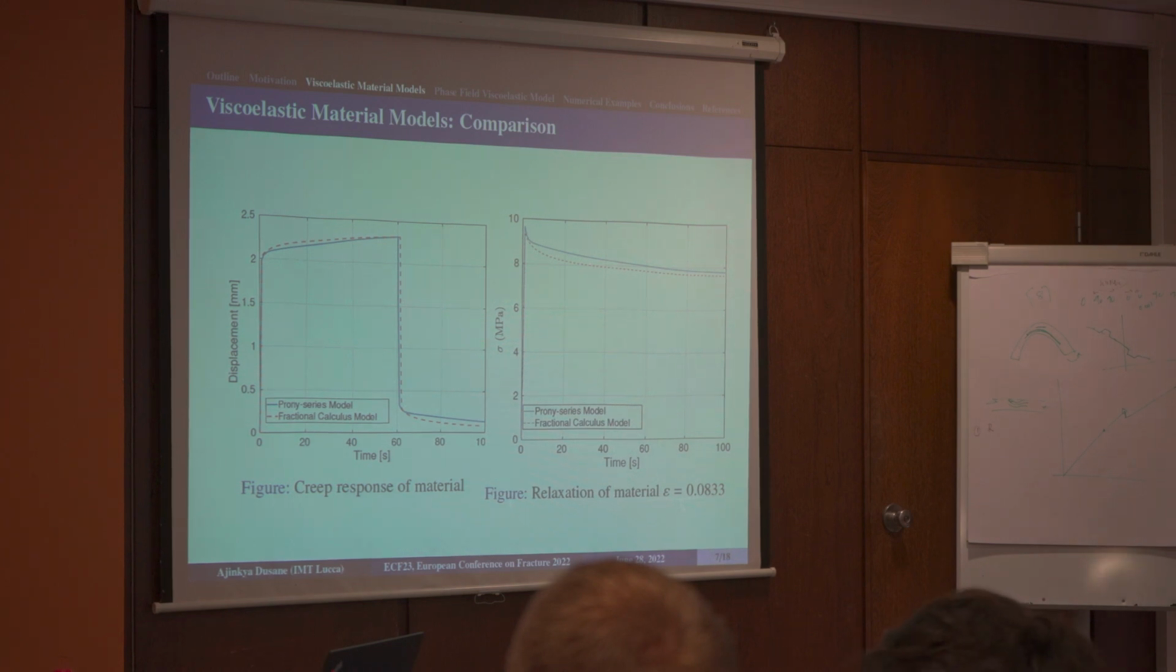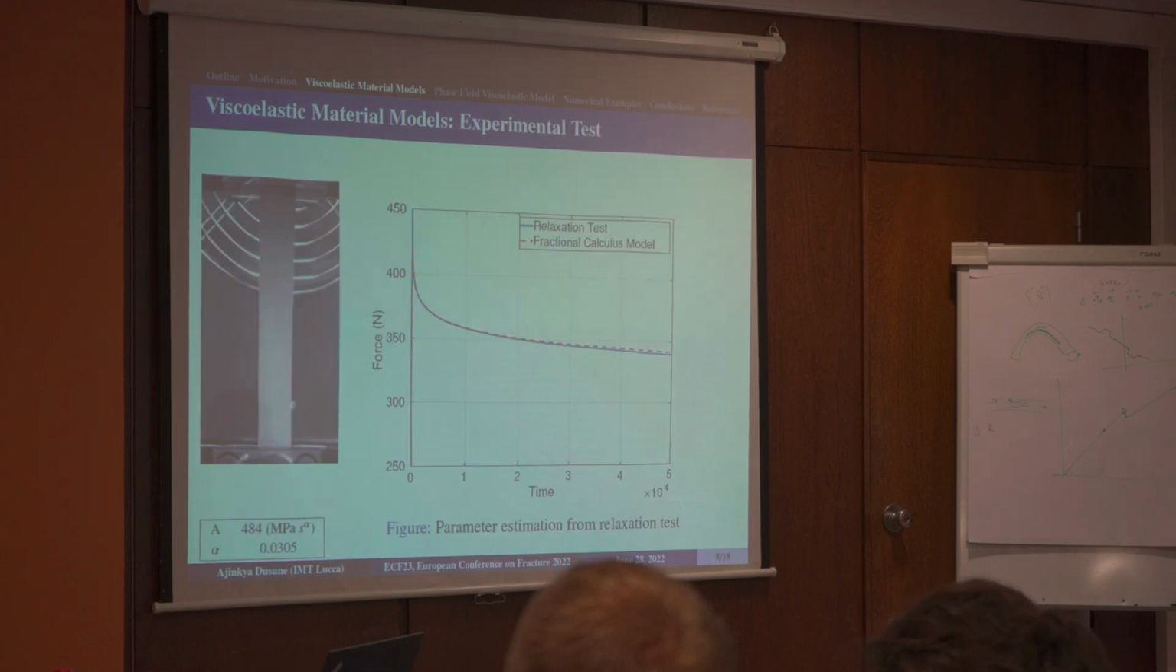Both models are working perfectly fine. Then we went for some experimental tests on the FR25A. For this, I first obtained the relaxation at 450 newtons. This is the graph. Then I fitted it with regression to get the values of A and alpha.